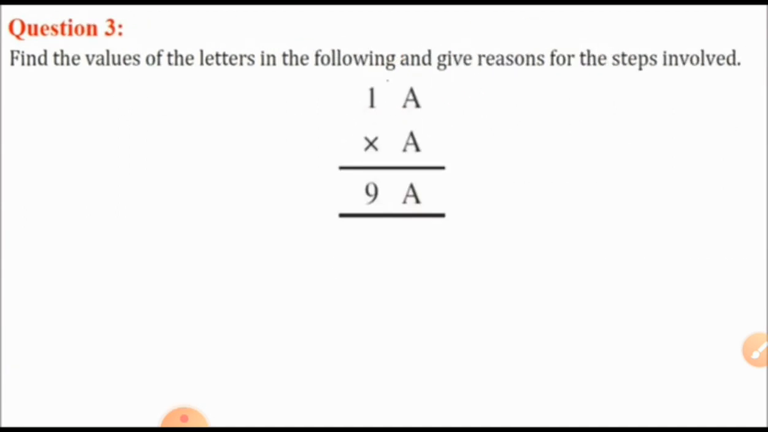Now look at here for multiplication. Addition over, we will come to the multiplications. Can you imagine what we have to do for this one? Find the values of the letters in the following and give reasons for the steps involved. Very good. So you are having 1A multiplied by A will give you a 9A.